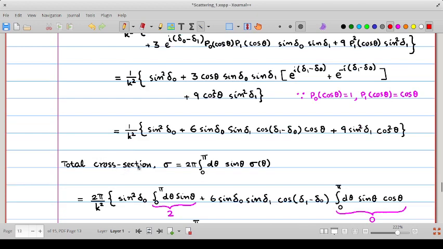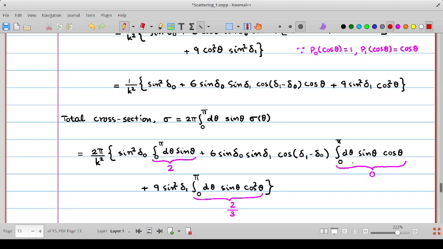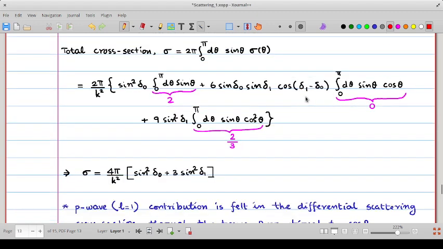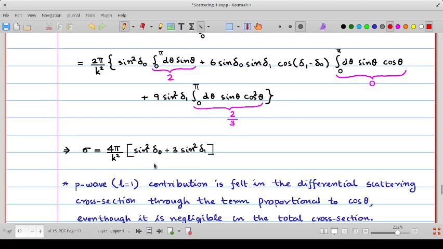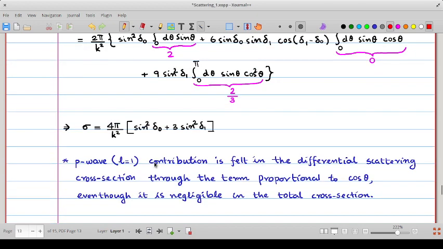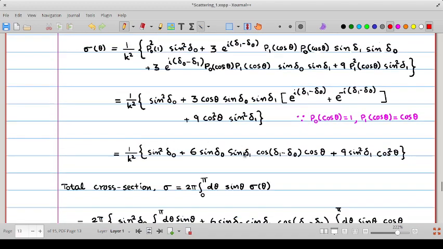Now if we compute the total scattering cross section, which is an integral over d theta running from 0 to pi of sine theta sigma theta, we see that this factor, the interference term, which has a dependence of cos theta over here, integrates to 0. Whereas this factor and this factor give finite values. And the final result will be 4 pi by k square times sine square delta 0 plus 3 sine square delta 1. From which we see that the total scattering cross section does not contain any interference terms, whereas the differential scattering cross section contains interference terms.